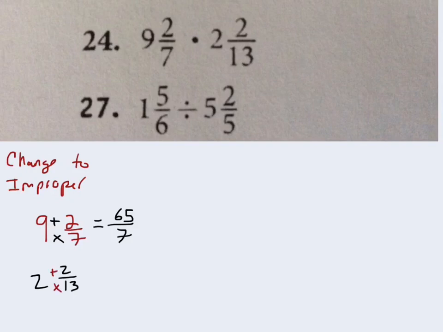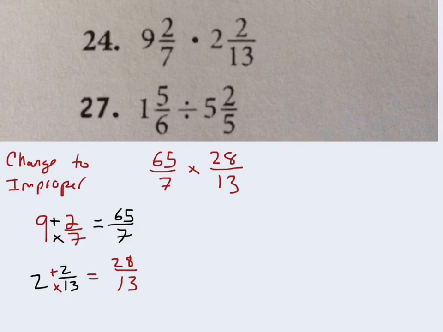Multiply and add. This equals 2 times 13 is 26, plus 2 is 28/13. So we have to multiply this, and you really got to know how to do cross-reducing to do this one. What you're going to do is 65/7 times 28/13. What do I mean by that? I'm going to look at this fraction. What is 28/7 reduced to?